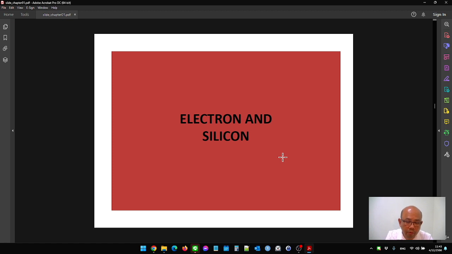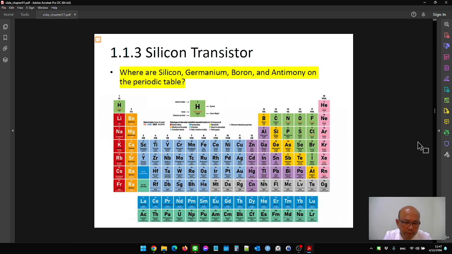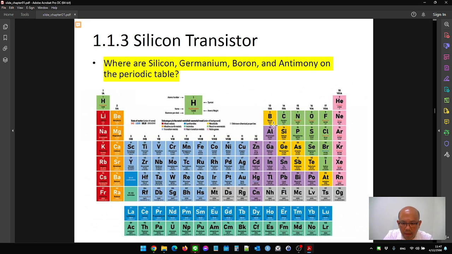Okay, now we will move to the third era, or third technology. This is the current technology that humans use, which is silicon. In this picture, I show you the periodic table. Where is the silicon? Can you find it? Here, Si is silicon, Ge is germanium, As is arsenic, and B is boron.